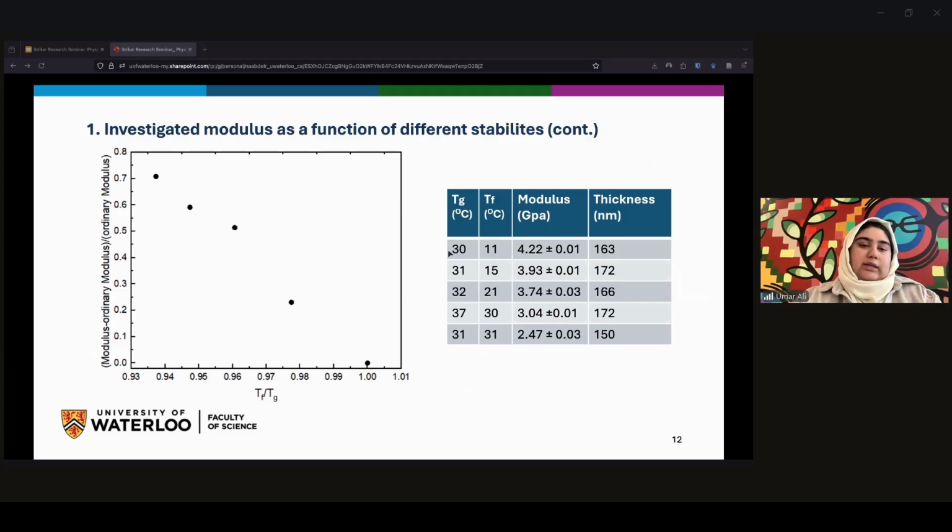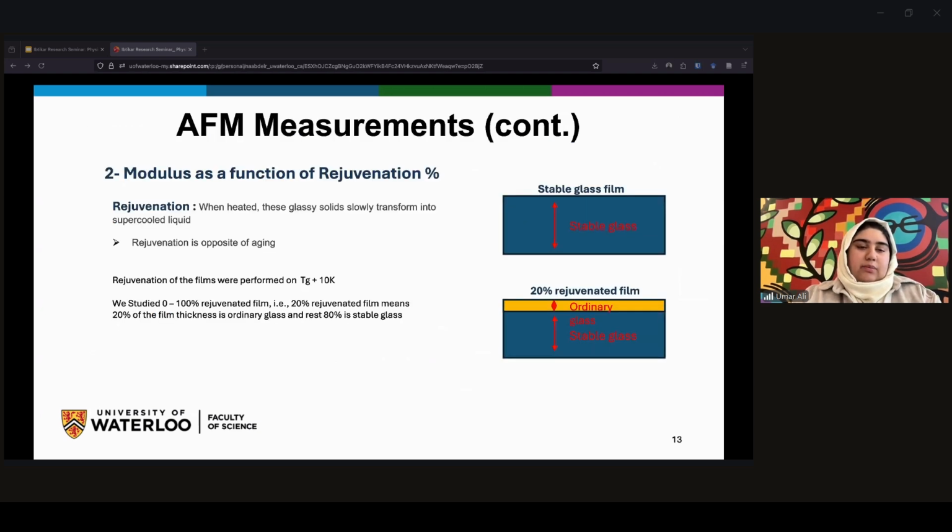We found that when the difference between TG and TF is increasing, which means that we are increasing the stability, we see that the modulus increases as a function of stability. The second part was to find the modulus as a function of rejuvenation. So what does rejuvenation mean? It is the opposite of physical aging.